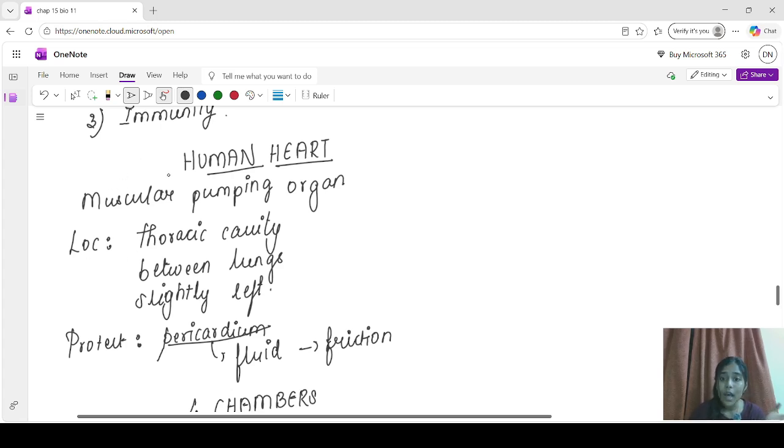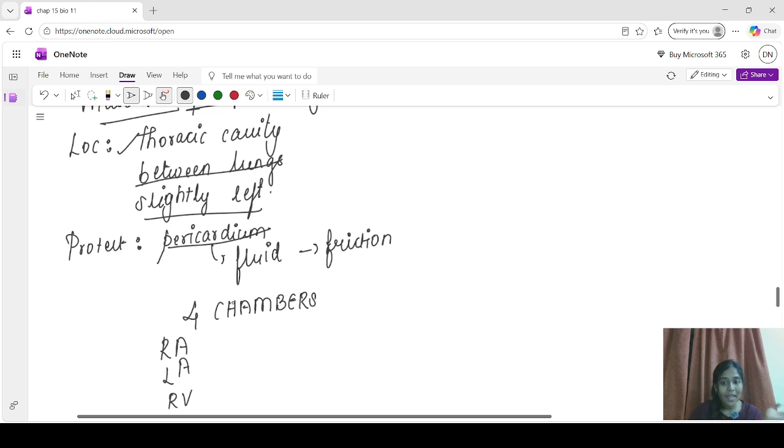Now, the human heart acts as the central pump. The heart is the muscular pumping organ. It is located in the thoracic cavity between the lungs, slightly left, and is protected by the pericardium and pericardial fluid. This pericardial fluid reduces friction.